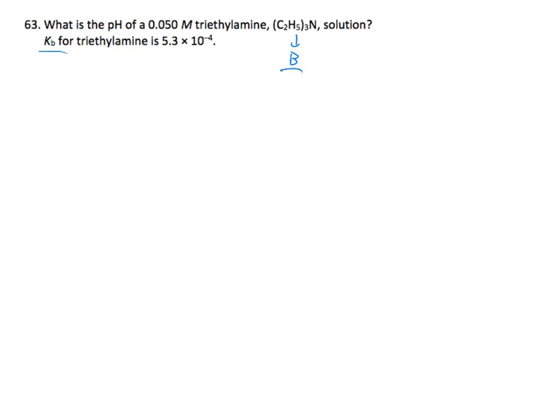Now, this weak base, like all weak bases, will react with water to form an equilibrium that generates BH+ along with some hydroxide. How do we know it's an equilibrium? Because both things on the left are weak. Water is a weak acid or a weak base. In this case, it's acting as a weak acid. And our base we know is weak because it comes along with a Kb.